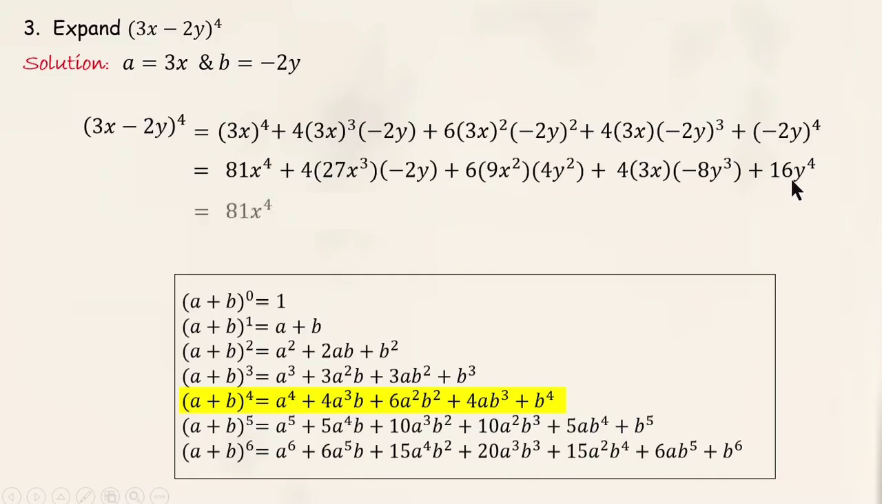Simplify, we have 81x raised to 4. Positive 4 times 27 is 108, times negative 2 is negative 216. Then copy x raised to 3 and y. 6 times 9 is 54, times 4 is positive 216. Copy x squared and y squared. 4 times 3 is 12, times negative 8 is negative 96. Copy x and y cubed, plus just copy 16y raised to 4. And this is the expansion of this binomial.